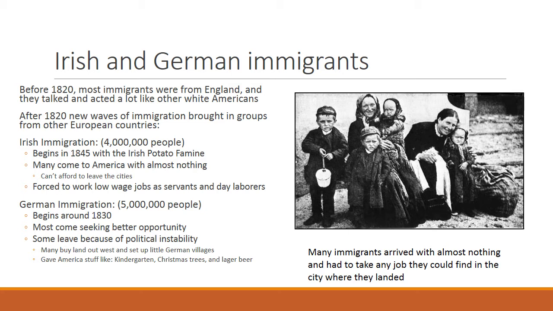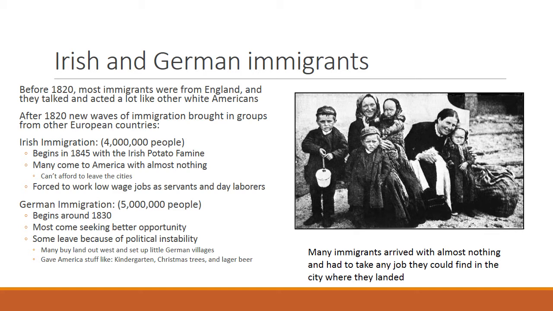The other big group which came over from Europe were German immigrants, and this ended up totaling 5 million people by the end of the 1800s. This wave of immigration began around 1830, and most of them came seeking better opportunity. It's not so much that there was a disaster like the potato famine in Germany, but rather it was just hard if you're a farmer to ever really make much of yourself over in Germany. It's hard to work your way up.